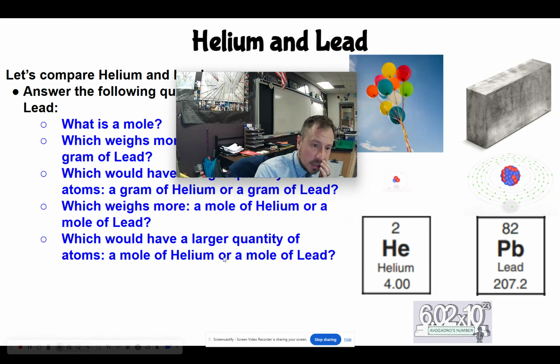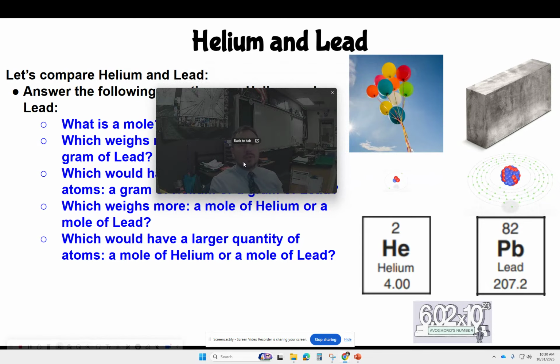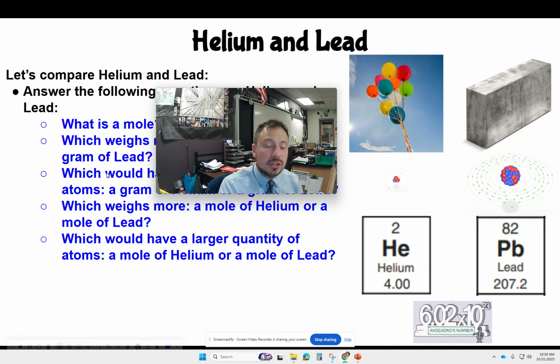Now let's look at these next two questions. Which weighs more, a mole of helium or a mole of lead? This is just like asking which weighs more, a dozen feathers or a dozen bricks. The lead. If I had the same number of each of these particles, that lead would weigh a lot more than the helium. Now, how about this one? Which would have a larger quantity of atoms? A mole of helium or a mole of lead? Same quantity, the exact same number, 6.022 times 10 to the 23rd.